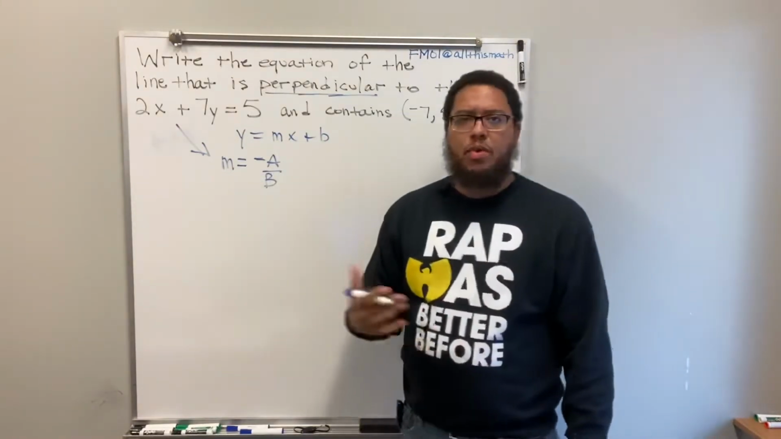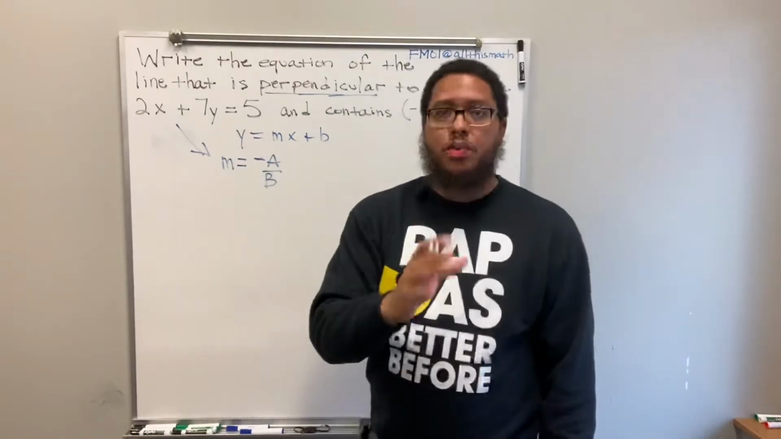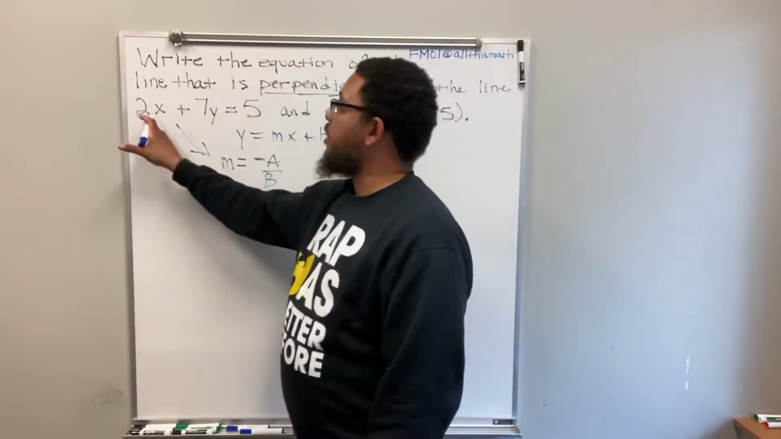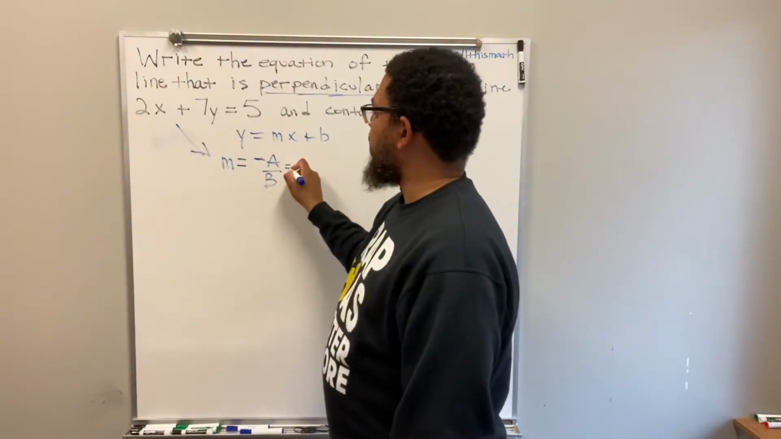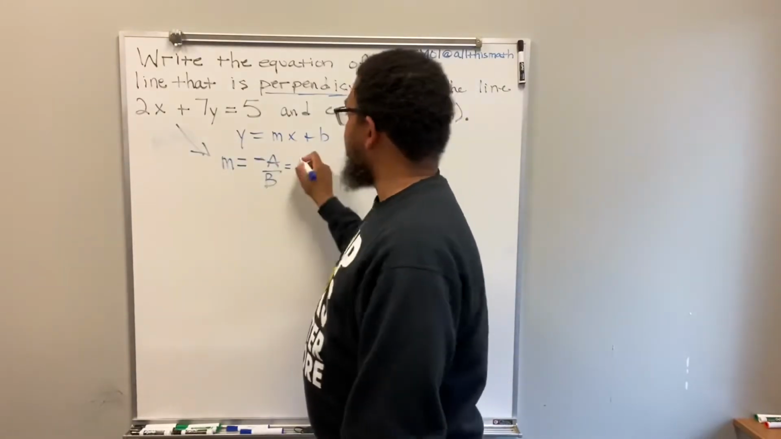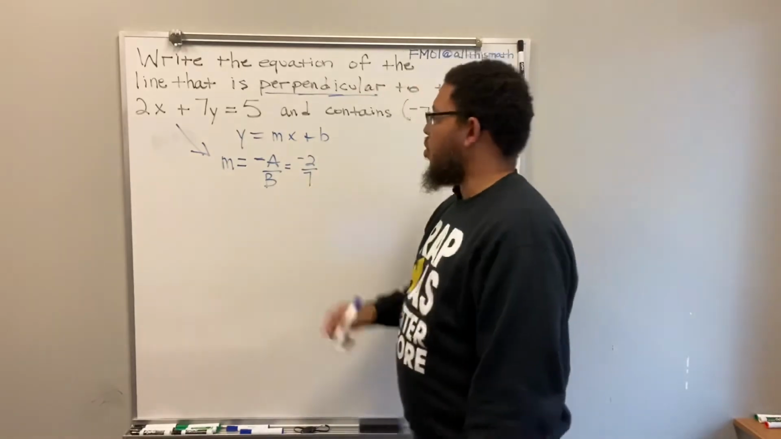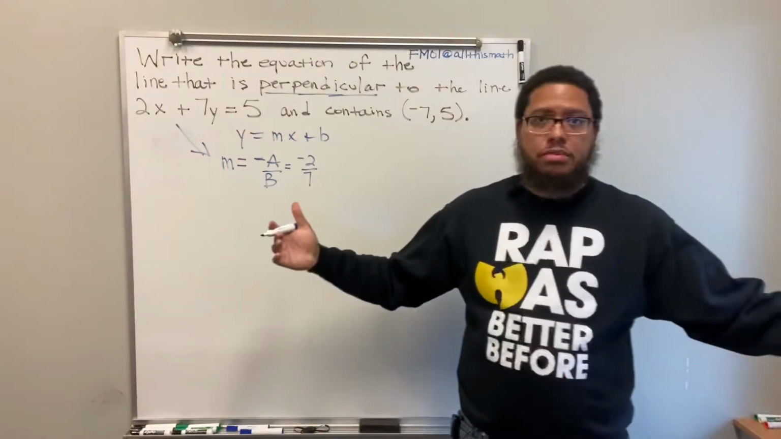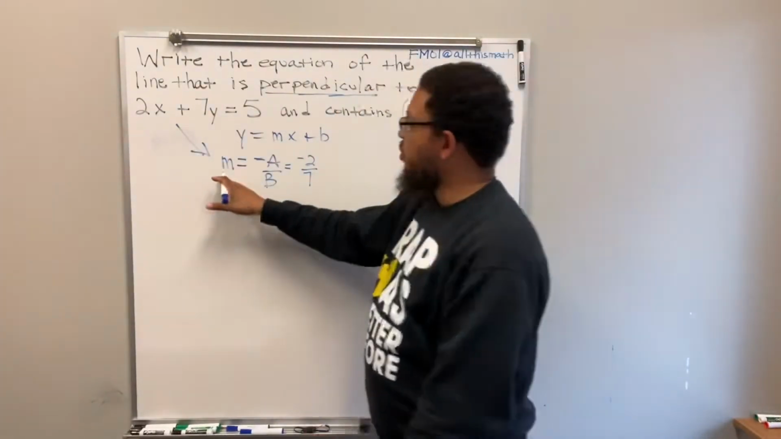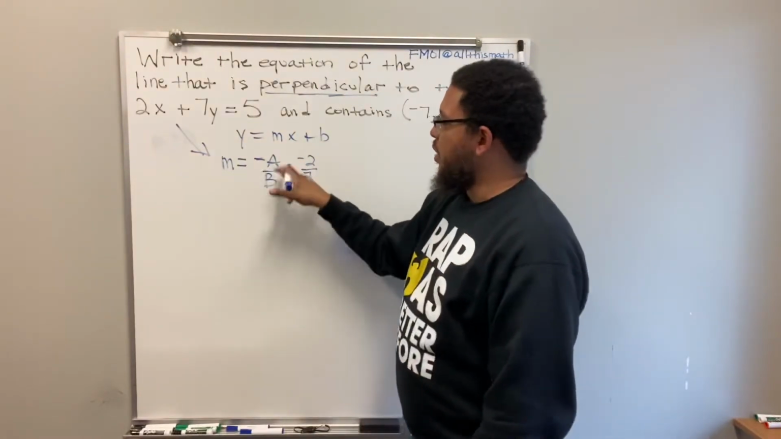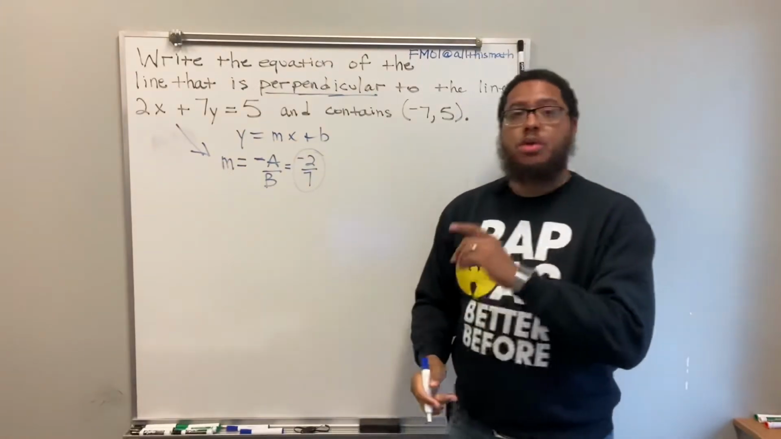Now you're probably wondering, well, what's a and what's b? Where does that come from? Well, when your equation is in standard form, a is the coefficient of x. B is the coefficient of y. So now I just replace the letters with numbers. So I get negative 2 over 7. So that's my slope. It's that easy. When we have an equation in standard form, use this formula to find the slope. M equals negative a over b. So that's negative 2 over 7. So now, next question is, what do I do with that?